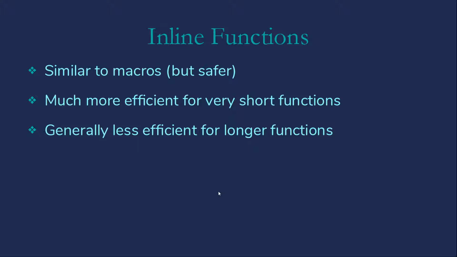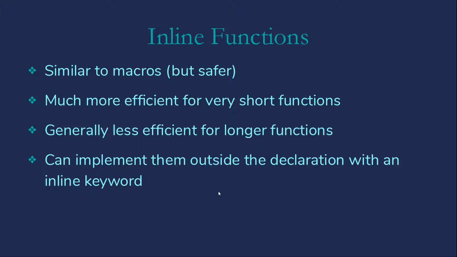But any getter that's not doing a lot of processing probably should be inlined. Same thing for setters. Now, if they're doing a fair bit of processing, they should not be inlined. If they're doing very little processing, you can make your code more efficient by defining them in the class declaration. Note that you can actually implement them outside the declaration with an inline keyword, though you'll very rarely see that done.